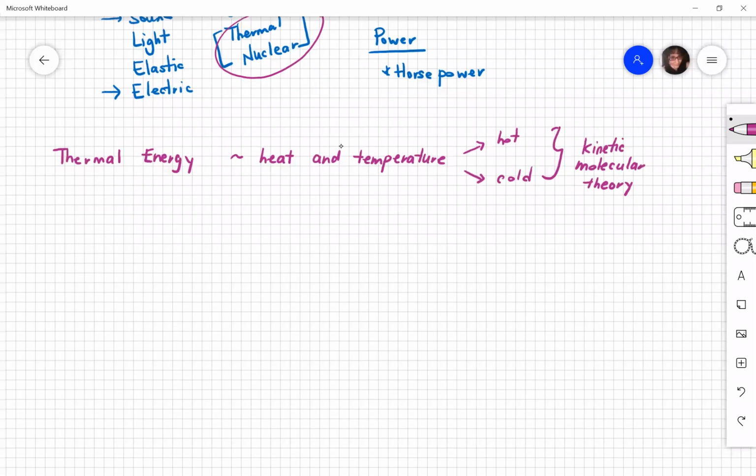Now, for the formal definition, since I know a lot of students generally like definitions, we say that thermal energy is related to vibrating molecules that affect temperature. And thermal energy is an example of kinetic energy. So it's a type of EK, right? Because we have molecules that are moving.